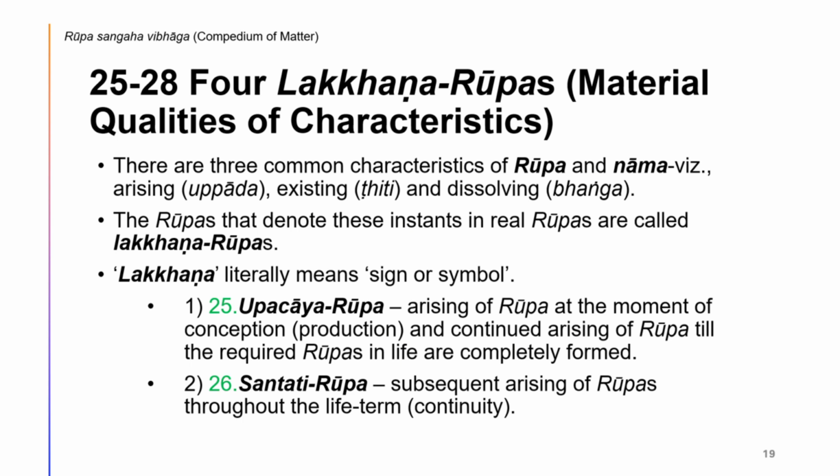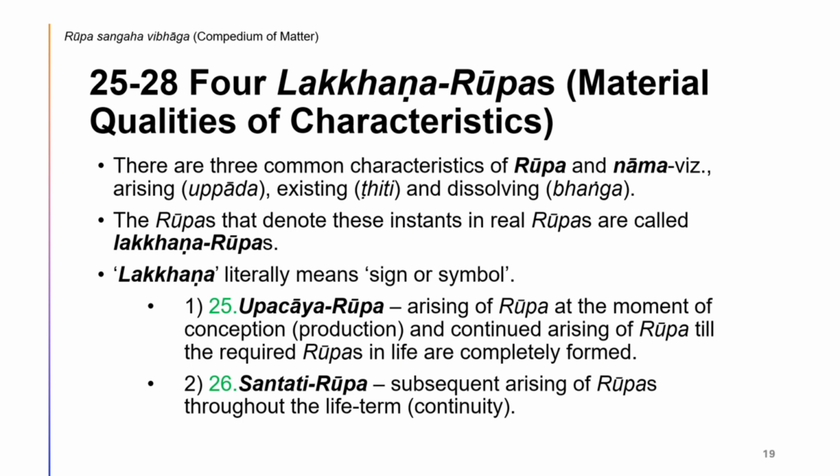Okay, we are coming to the last ones, 25 to 28. The four lakkhana rupa, material qualities of characteristic. There are three characteristics of rupa and nama. Take note: arising, existing, and dissolving. Rise, sustain, and then dissolve. This is what we call impermanence.